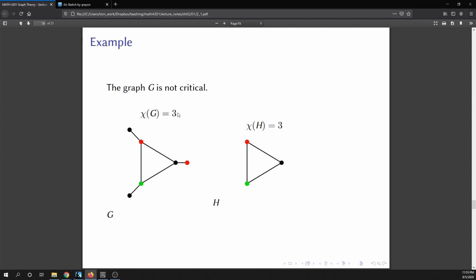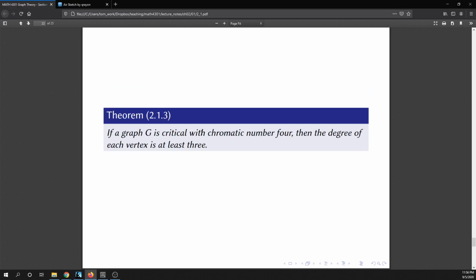The chromatic number is 2 or 3, right? And so that would mean that if it was critical, then every vertex would have at least degree 2 in here, and it does not, okay? I guess I am jumping a little bit ahead of myself into the next theorem after that.